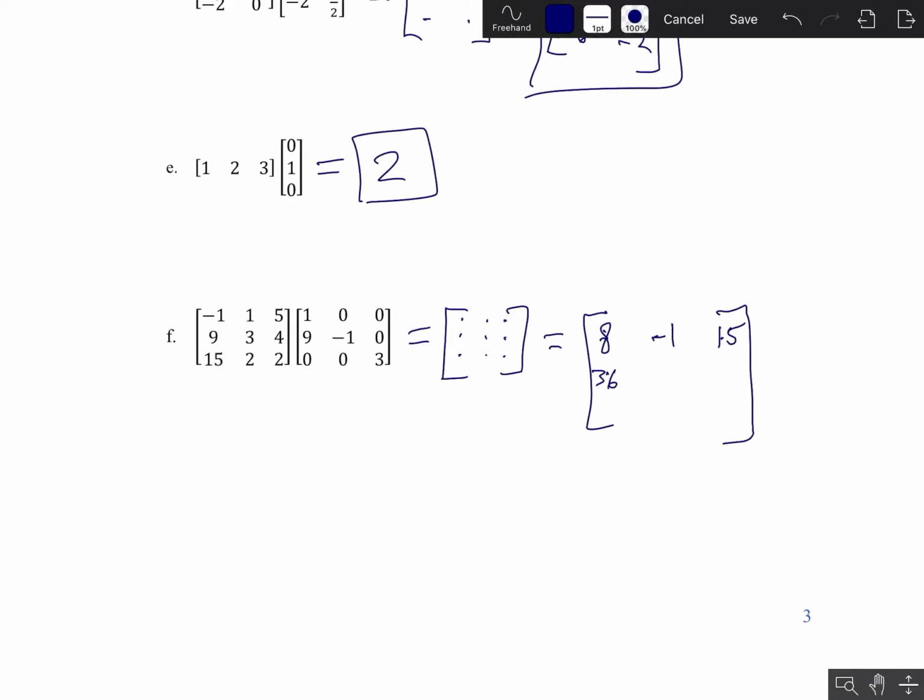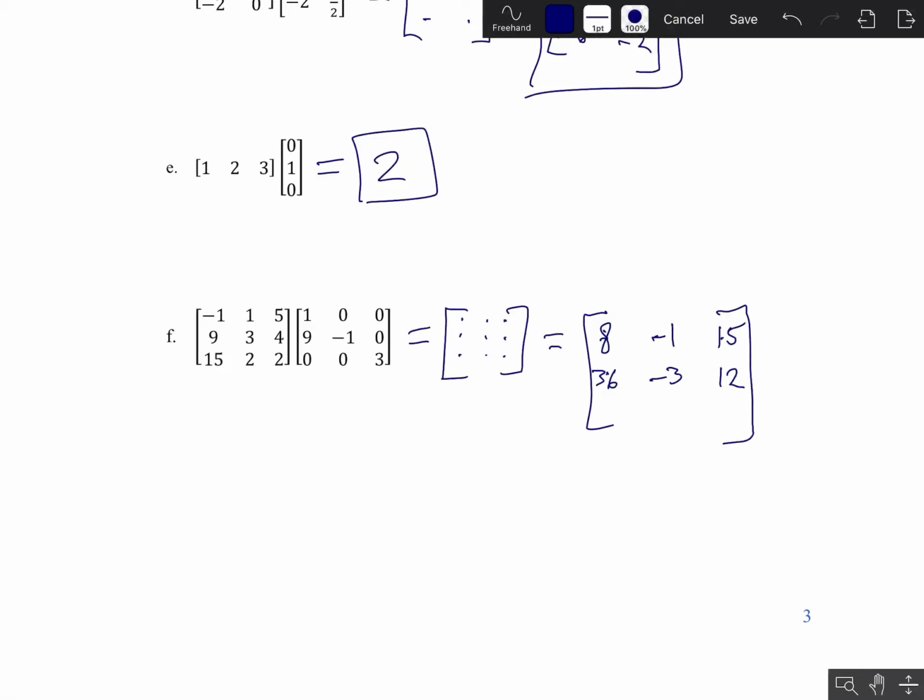Thankfully, these next two entries are a little bit easier to compute. If I want to compute the 2-2 entry of the product, I would multiply that second row by the second column. That should give me a -3 altogether. And then if I multiply the second row by the third column, that would give me a +12.